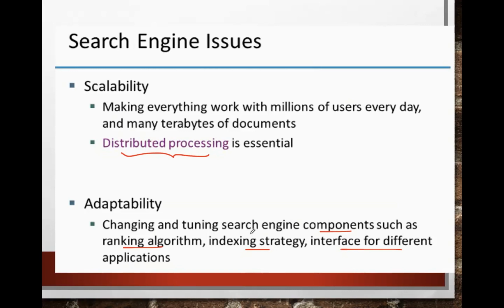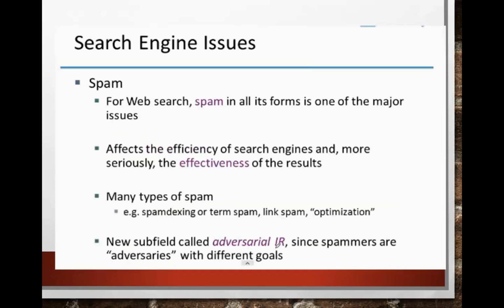Examples for these ranking algorithms may include TF-IDF, that is term frequency, inverse document frequency, or BM25, best matching 25, or machine learning based ranking models. So anything can be used to provide ranking to the document. Similarly, indexing strategy. So these are considered as various issues of search engines.